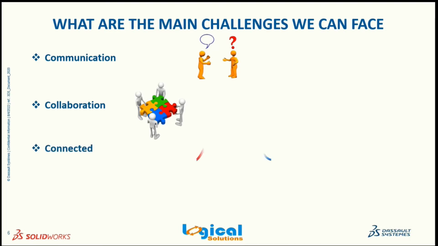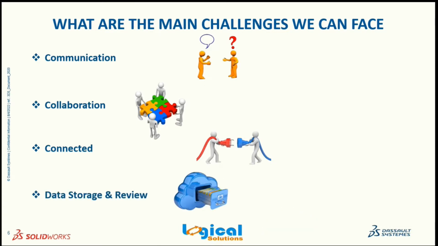And next is connected, which means connecting with other applications so that the work will be done more effectively. And then next is data storage and reviewing. That means collecting all the data very securely and saving it in storage, and reviewing the projects or the models. So now let us start one by one, like how we can overcome these aspects and these struggles. Let us start with the communication portion.